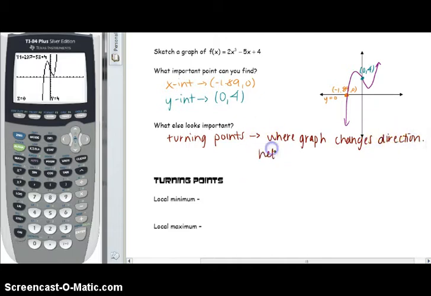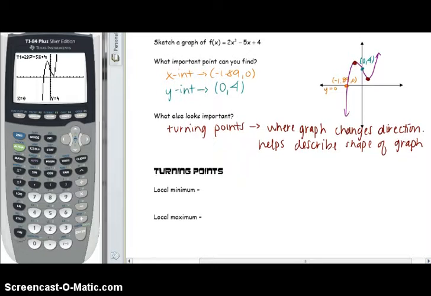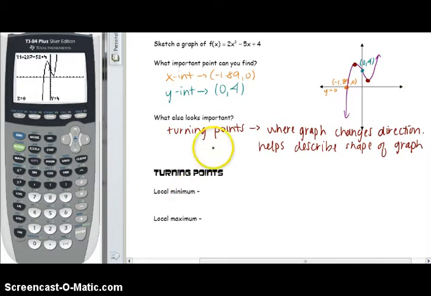And it helps us describe the shape of the graph. Okay, so for this case, we have a turning point here and a turning point here. We have 2 turning points for this graph. And what we call these is a local minimum and a local maximum.